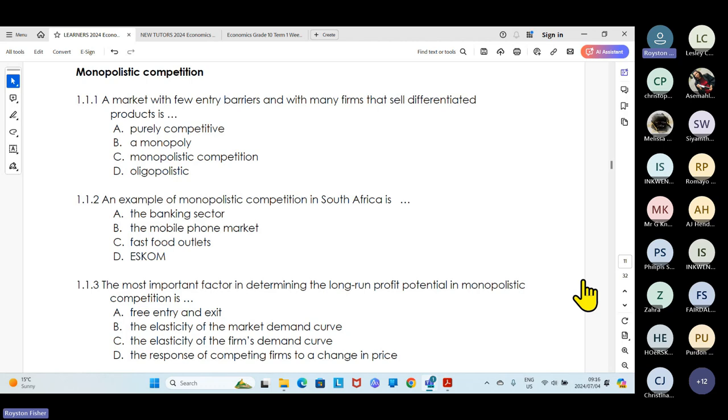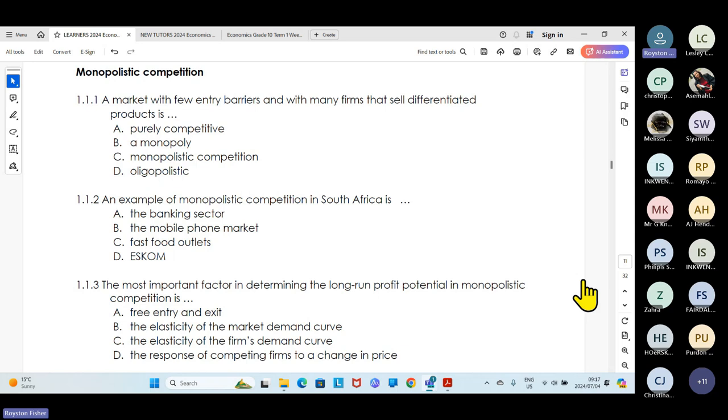1.1.1, a market with few entry barriers and with many firms that sell differentiated products is A, perfectly competitive, B, a monopoly, C, monopolistic competition, and D, oligopoly. So let's see what the answers are from the various schools. So St. Andrew says it's C for number one. Bahai says it's C. Altus Revai says it's C. Fairdale says it's C.